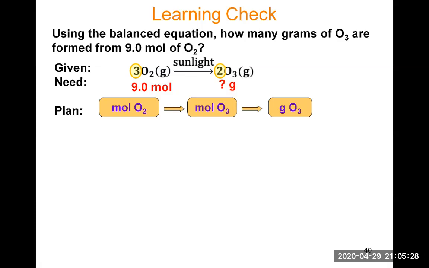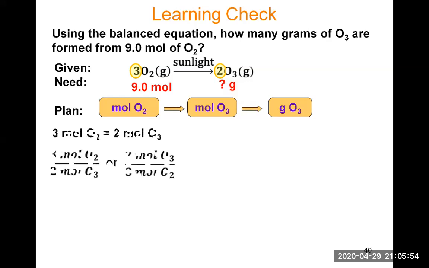The coefficients here in the chemical equation are highlighted to remind you that those coefficients are giving you a relationship between O2 and O3. But these numbers are in units of moles. It says that 3 moles of O2 will give 2 moles of O3. So let's write the conversion factors. There is this one that says 3 moles of O2 equals 2 moles of O3. Here it's showing you the 2 conversion factors that are possible from that.